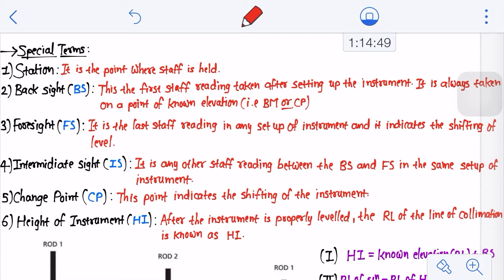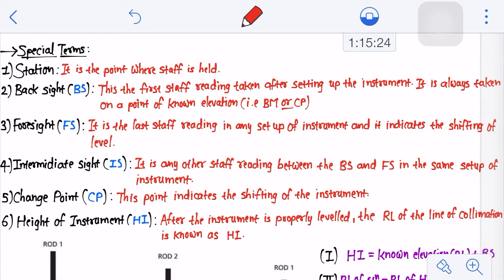The next one is backside, known as BS. The abbreviation used for backside is BS, as you can see here. And what is this backside? Generally, the backside is the sight taken on the leveling staff held at a point of known elevation, to ascertain the amount by which the line of sight is above that point, and thus to obtain the height of the instrument. Now what does it mean, right? Let me elaborate this in very simple language.